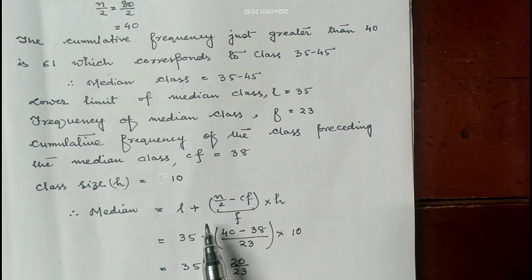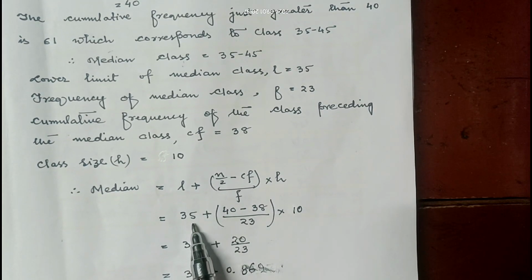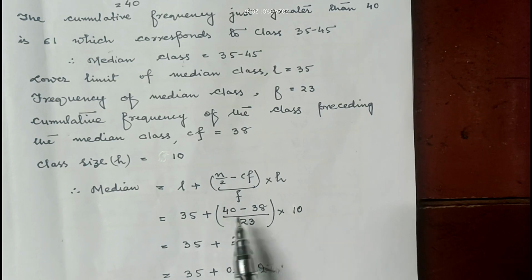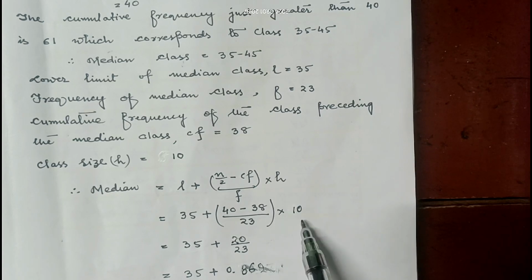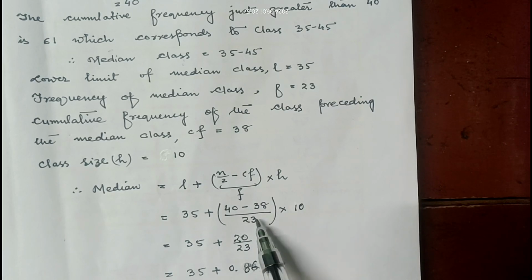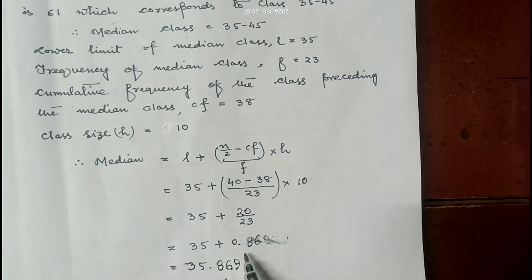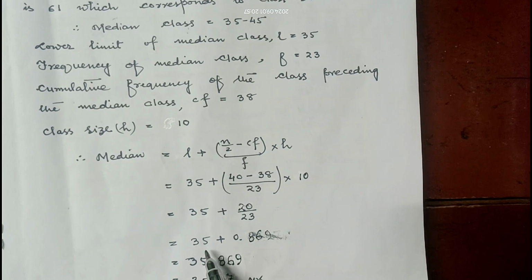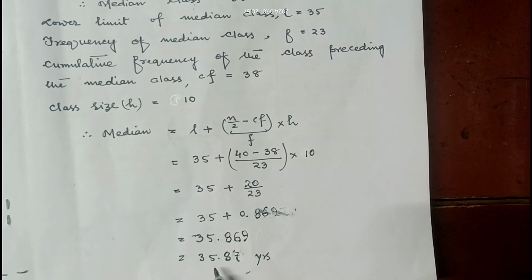Now median formula we know: L plus n by 2 minus cf by f into h. L is 35 plus n by 2 we got 40 minus cf. cf is the cumulative frequency, that is 38, into h is 10. So 35 plus 40 minus 38 is 2. 2 into 10, 20. 20 by 23. So 35 plus 20 divided by 23 will give 0.869. If I add 35 with 0.869, it will be 35.869. After rounding off, it will become 35.87. So median age is 35.87 years.